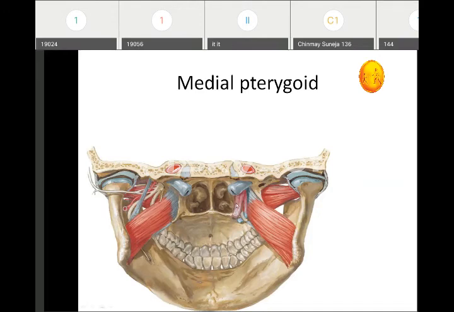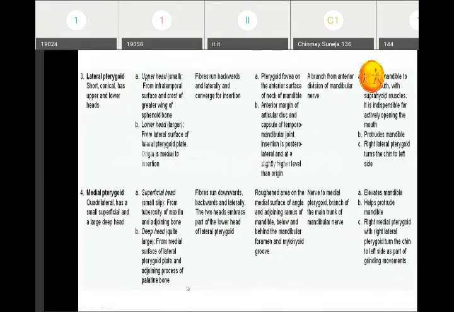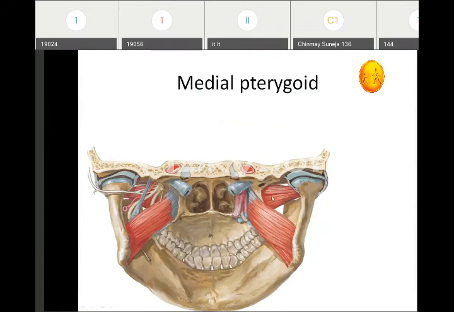So the medial surface of the lateral pterygoid plate will give origin to the medial pterygoid muscle. Just see this chart. Superficial head from the tuberosity of maxilla and the deep head from the medial surface of lateral pterygoid plate. Okay. So this is the origin of the medial pterygoid muscle. Here can you appreciate, this is the medial pterygoid plate and this is the lateral pterygoid plate.